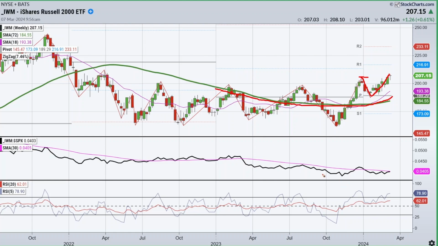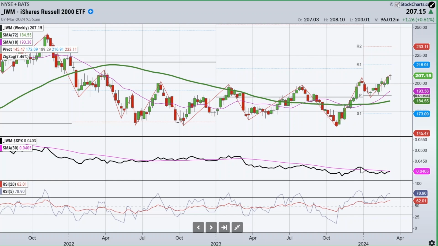Now, the one component that is missing in this is the fact that the relative strength is still below its moving average. I think if we're going to see true strength in the market where we're going to get a lot of expansion, especially from the small cap arena, we're going to need this relative strength line to turn up to the upside.